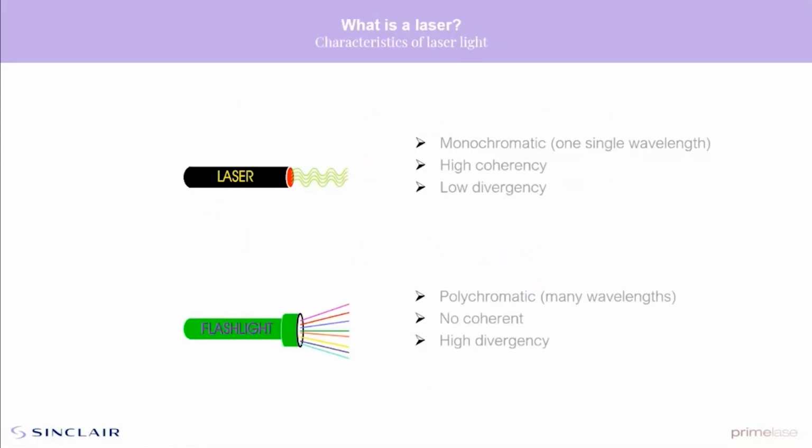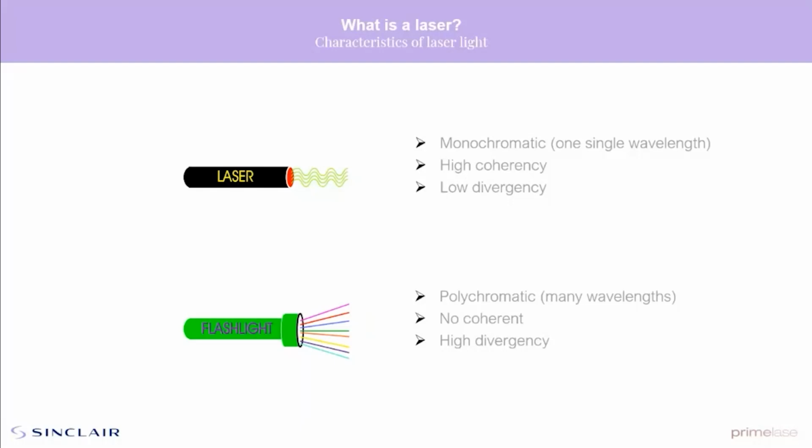On this slide, we can see again the difference between laser and flashlight. Laser is monochromatic, which means it only emits one single wavelength. It also has high coherency, which means these wavelengths are emitted parallel in space. And it has low divergency, which means that when we emit the laser until it reaches the end, a wall, for example, the diameter does not change.